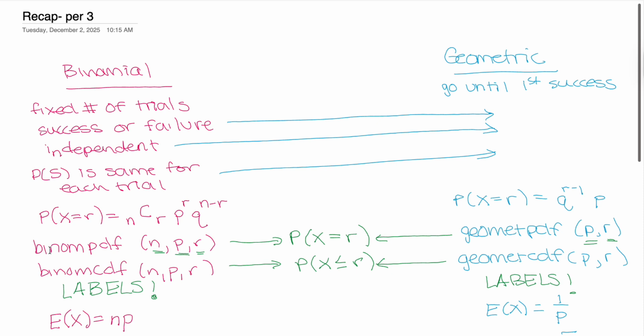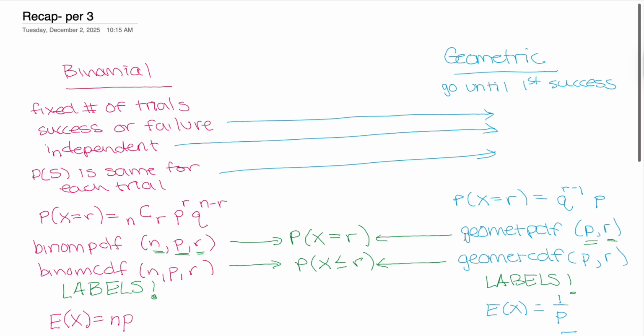For binomial CDF and binomial PDF, those are the two ways of asking you to find the binomial distribution. Binomial PDF is usually for the exact value, like, what's the probability of getting that exact value? Binomial CDF is asking you to find the probability of at most that value, like, what's the probability of getting at most that value? And what you're going to label is n, p, r, both of them are n, p, r.